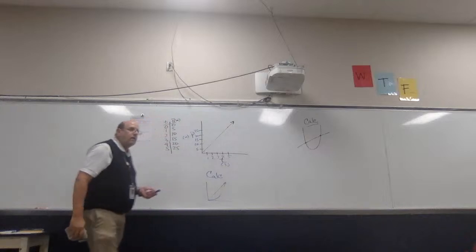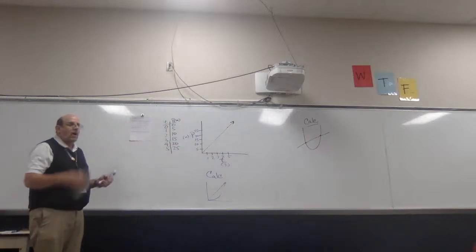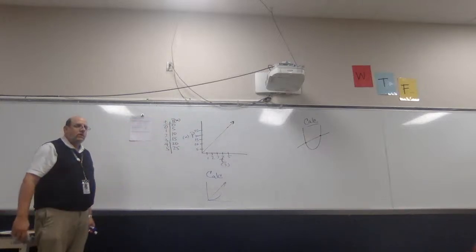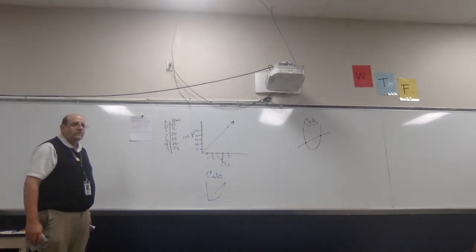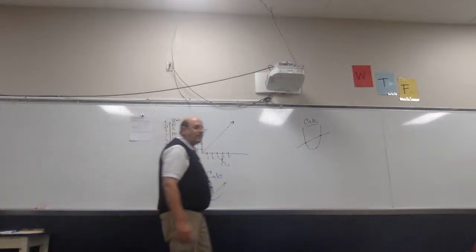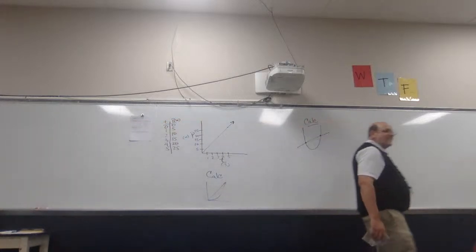Product rule, chain rule, quotient rule, low d-high minus high d-low over low squared. We're still doing this slow form.